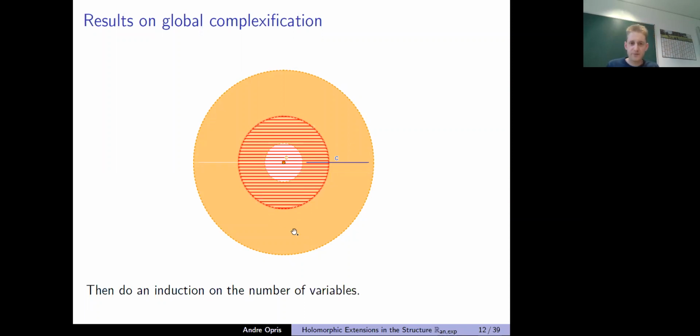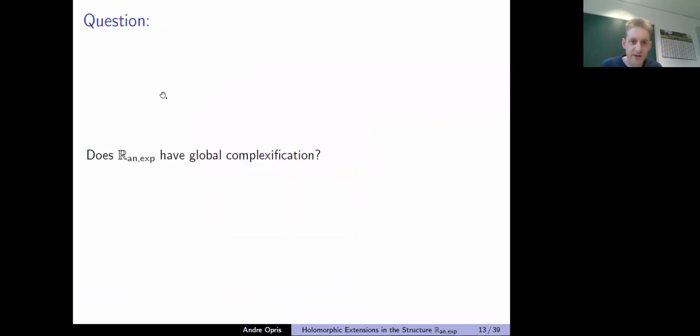So we have seen that the pure real field R has global complexification, Ran has global complexification. The proof ideas are quite different. So in this context, the following question arises, namely, does Ran(Exp) have global complexification? And note that there is no general method to establish such very technical questions, to give some proofs about global complexification. And this is indeed an open question in this context. And this is a question which I dealt with in my PhD thesis.